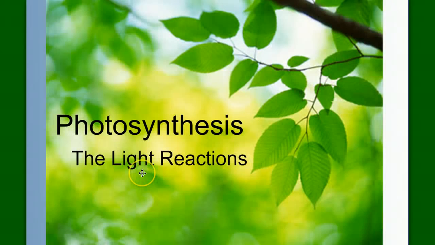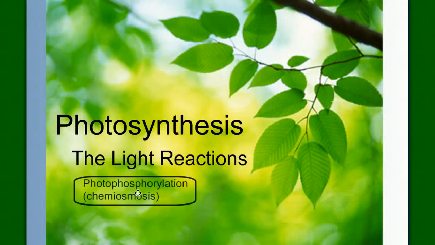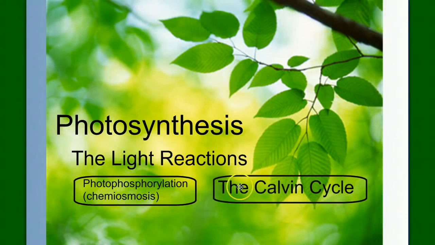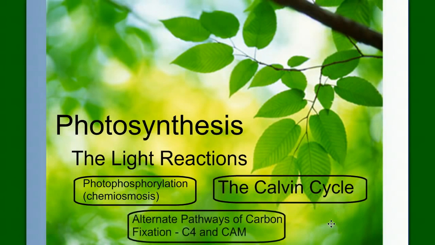And remember to come back for part 3, where we're going to talk about how that ATP was made, photophosphorylation using chemiosmosis, the Calvin cycle, we'll go through the details of those series of reactions, and the alternative pathways of carbon fixation that we see in C4 and CAM plants.